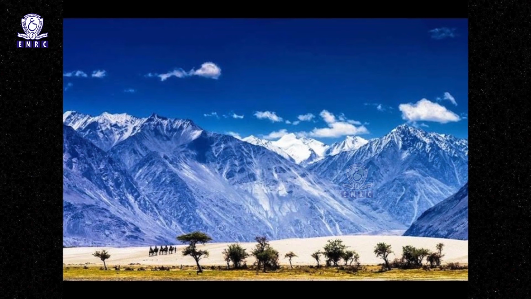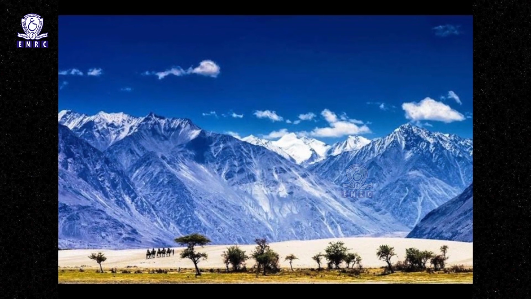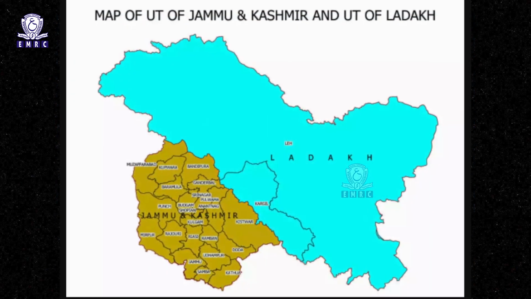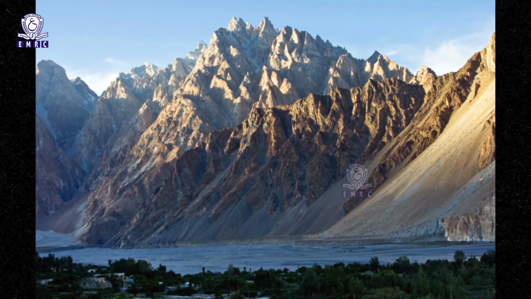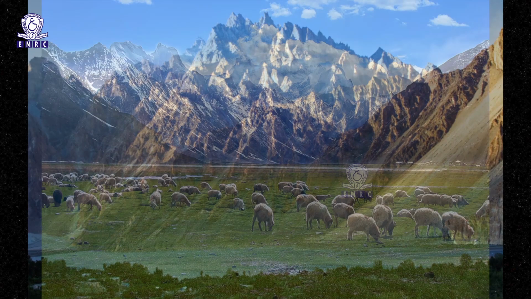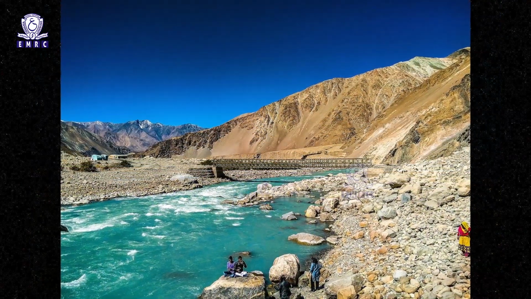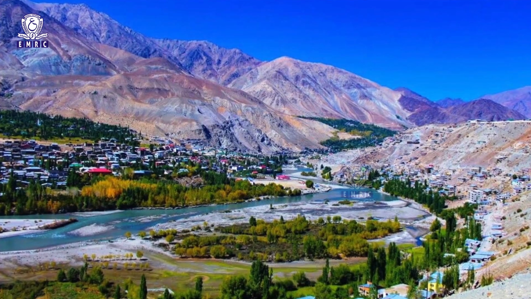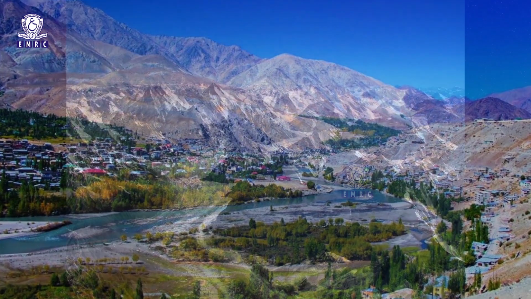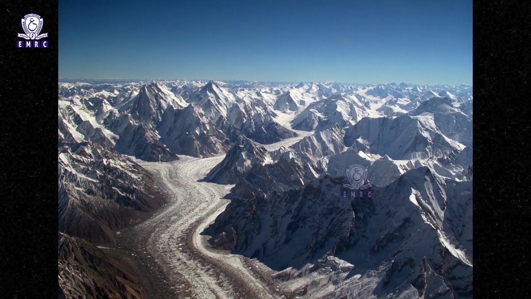Ladakh is the cold desert of India that lies in the Greater Himalaya on the eastern side of Jammu and Kashmir. It is bounded by the Karakoram range in the north and by Zanskar mountains in the south. River Indus flows through Ladakh. The altitude varies from 3000 meters in Kargil to more than 8000 meters in Karakoram.